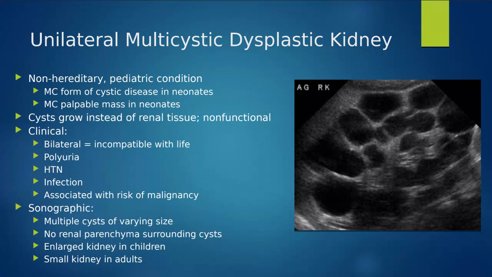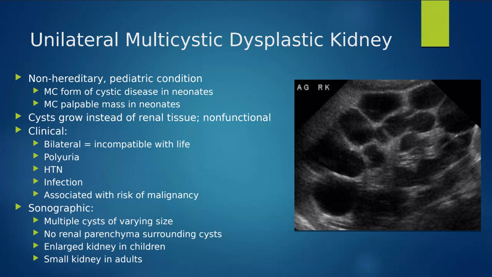We can live with this only affecting one kidney because we have that other normal kidney to carry out the functions that we need it to. So if we have unilateral multicystic dysplastic kidney, these patients are going to have polyuria, they're going to have hypertension, they're going to be at an increased risk of infection, and it does have an increased risk of malignancy down the road for these kids as well.